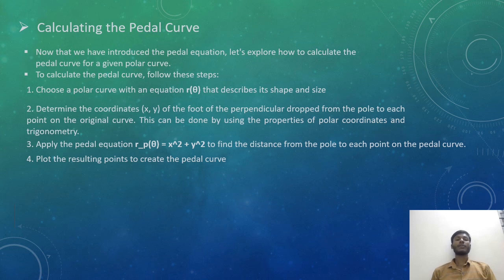Apply the pedal equation, Rp of theta equals r to the power 2 plus y to the power 2, to find the distance from the pole to each point on the pedal curve. Plot the resulting points to create the pedal curve.